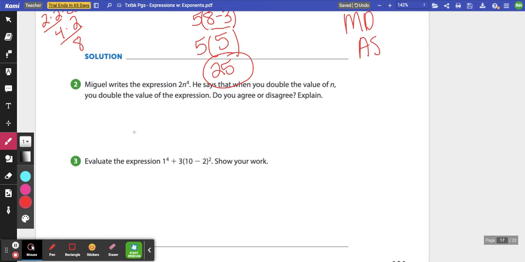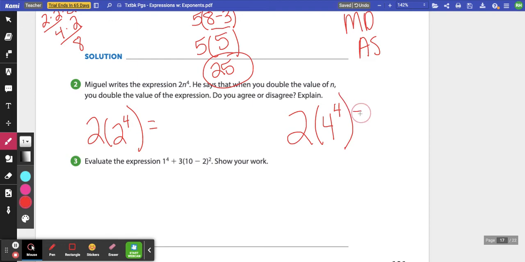Miguel writes 2n to the 4th power. He says when you double the value of n, you double the value of the expression. Do you agree or disagree? Well, why don't we just try it? Let's say n is 2 and see what that is. And then let's double n. So double 2 would be 4. And let's just see if it also doubles the value of the whole thing.